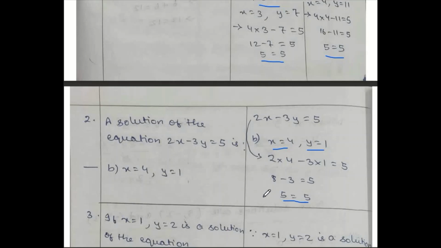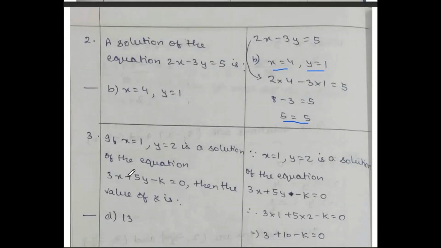So other options I don't need to check, because here left, right both are matching. That's why x equal to 4 and y equal to 1 is the right solution for this equation. So B is the right answer for this. Let me teach you third MCQ.